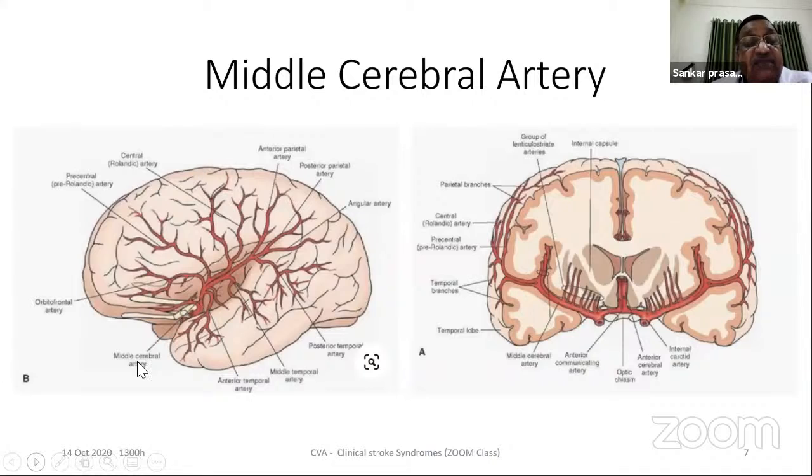And the various branches of the middle cerebral artery, which are seen on the lateral surface of the brain, are the orbitofrontal artery, Rolandic, anterior parietal, posterior parietal, angular artery, posterior temporal artery, middle temporal artery, and anterior temporal artery. You see, these branches are also to be, to some extent, remembered as we do for coronary circulation. And the middle cerebral artery has lenticulostriate branches which supply the basal ganglia, and of course the M1 and M2 branches, and it supplies the lateral aspect. So this anatomy is also very important to understand.